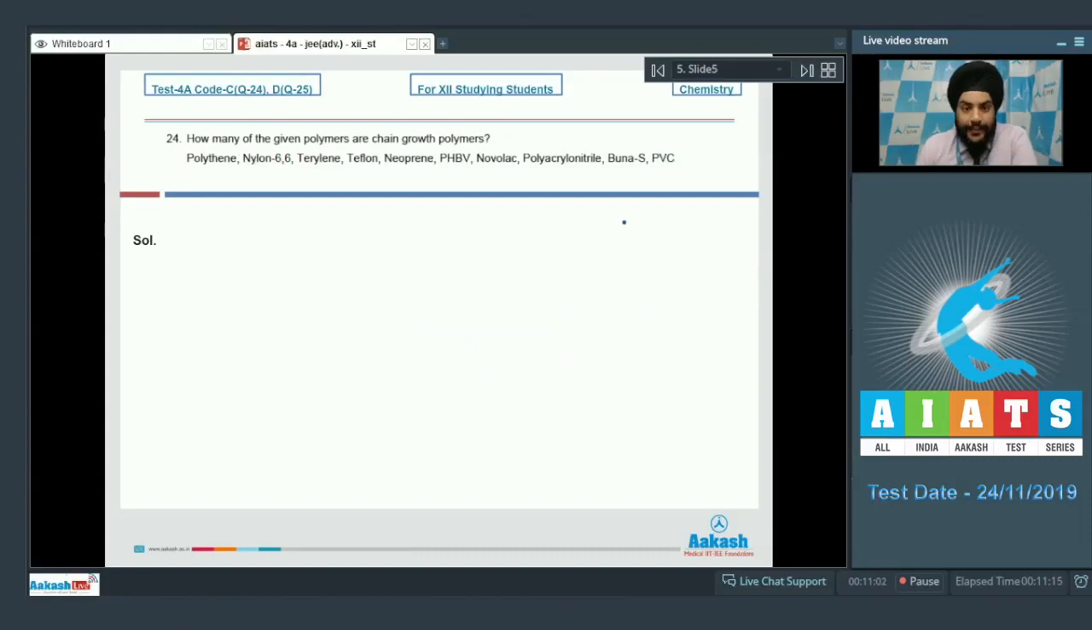Let us look at question number 24. How many of the given polymers are the chain growth polymers? Students, if we talk about the chain growth polymers, they are also called as addition polymers.